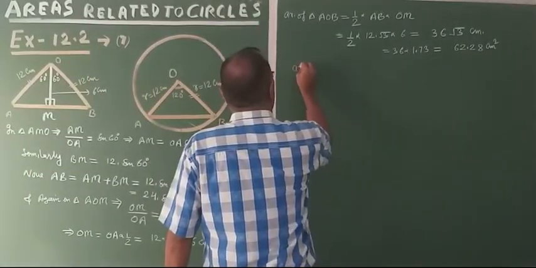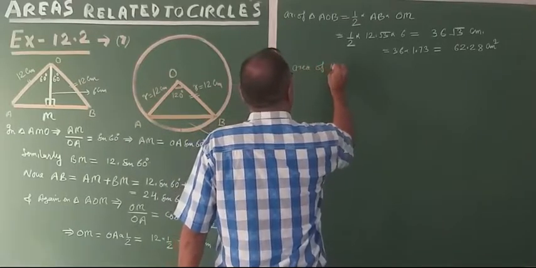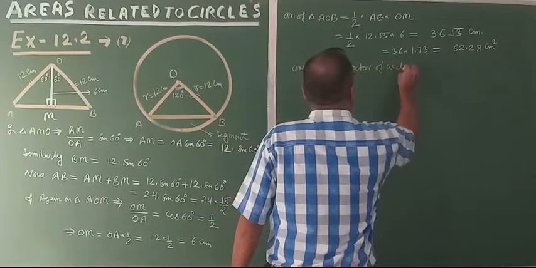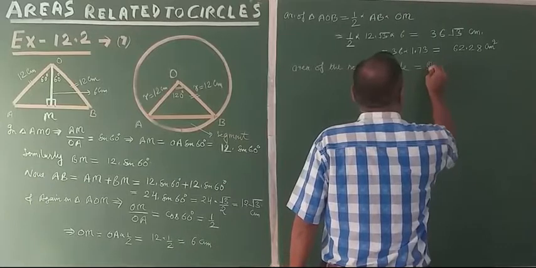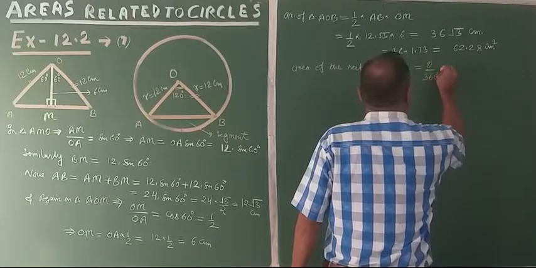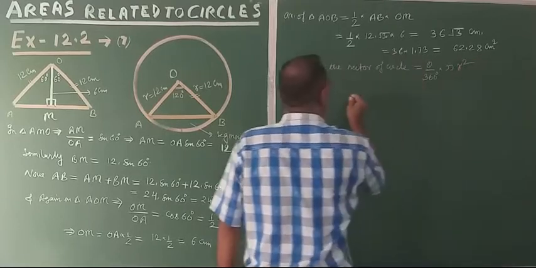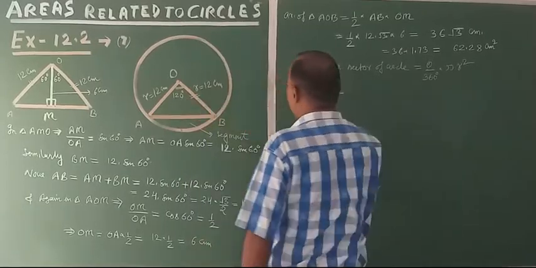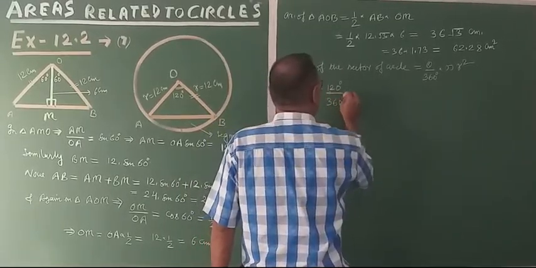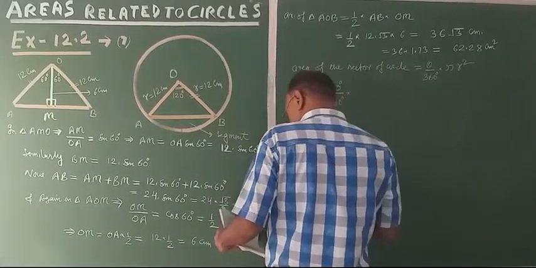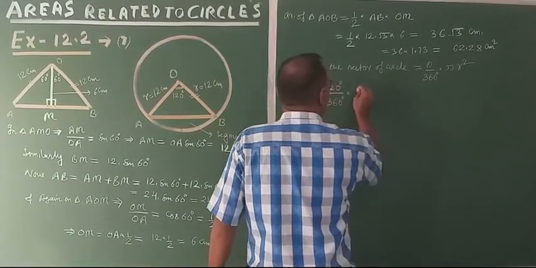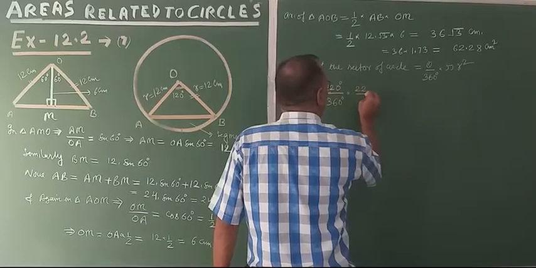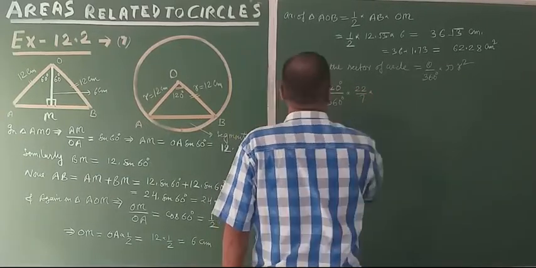Now, area of the sector of circle, that will be theta upon 360 into pi r square. Theta is 120 degree here. What is the value of theta here? 120 upon 360. Pi, it is not mentioned, so you can take 22 upon 7, and r is 12 square.